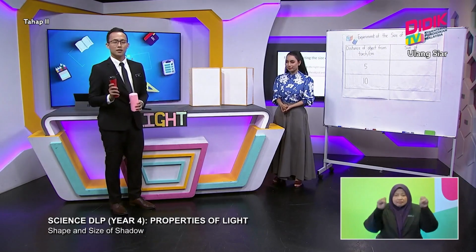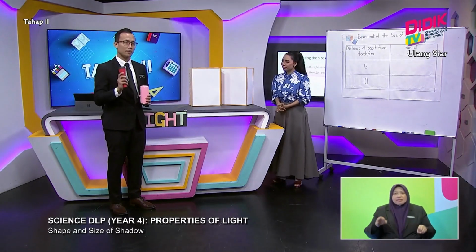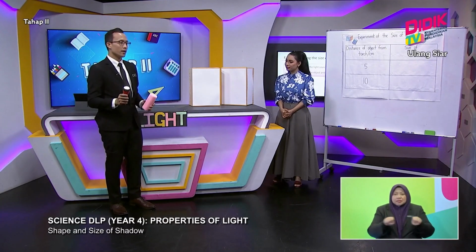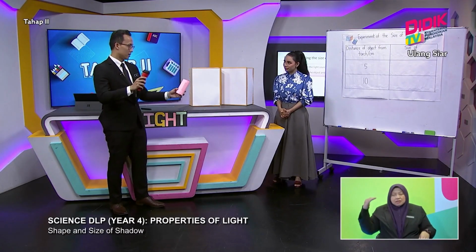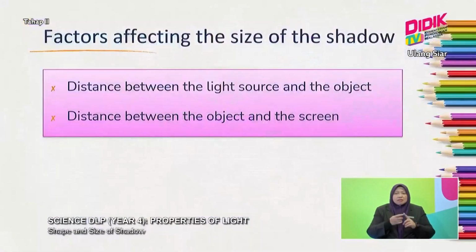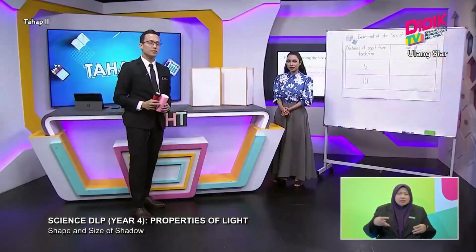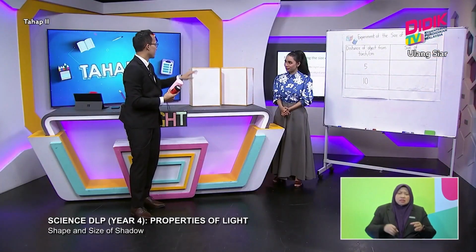So the factors that affect the shape and the size of the shadow are the distance between the light source and the object. So it depends how far it is. Yes, how far it is. And also the distance between the object and the screen.